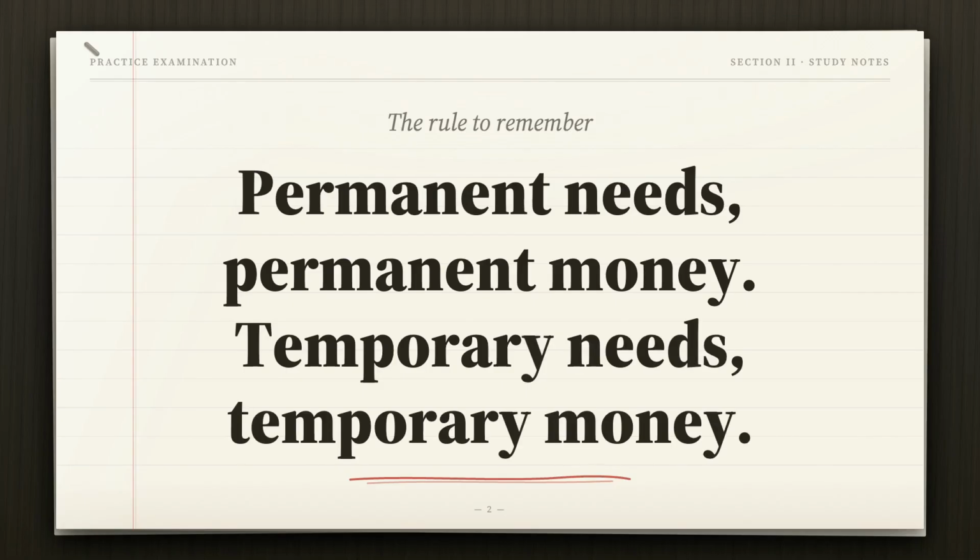Under the moderate policy, long-term capital funds fixed and permanent current assets, while short-term debt funds only the temporary bulge, drawn at the peak and repaid as it passes. That pairing of permanent with permanent and temporary with temporary is maturity matching in practice.